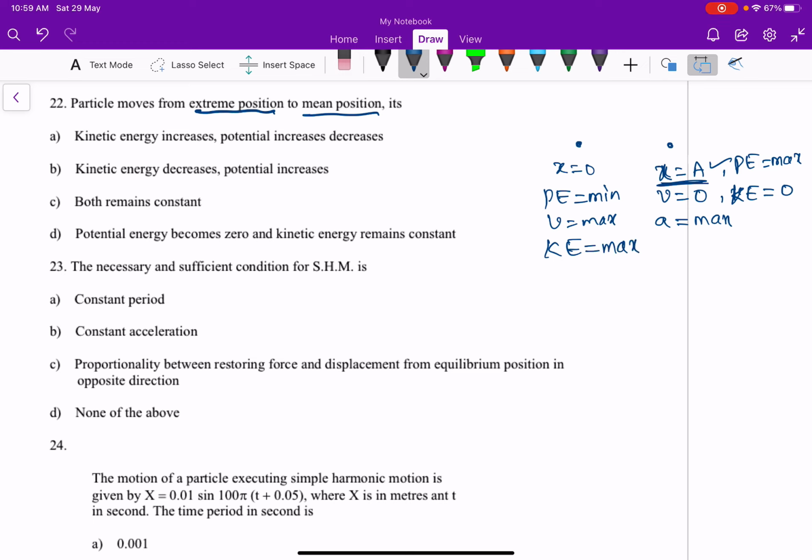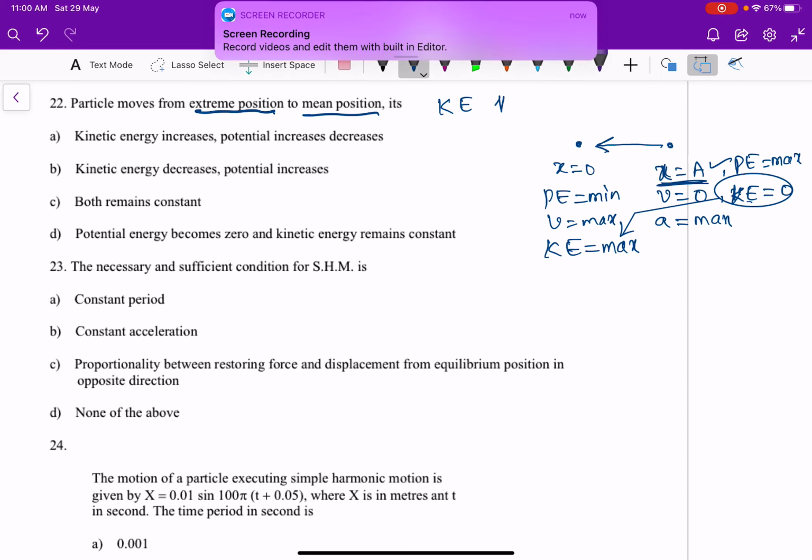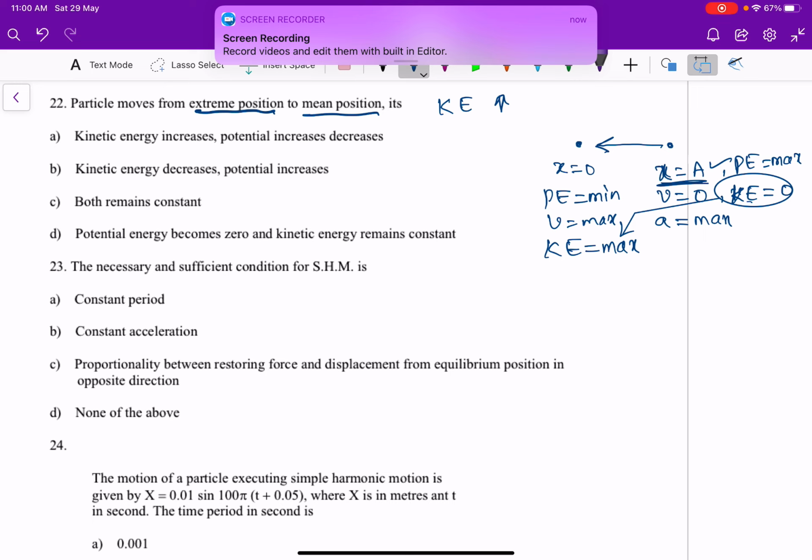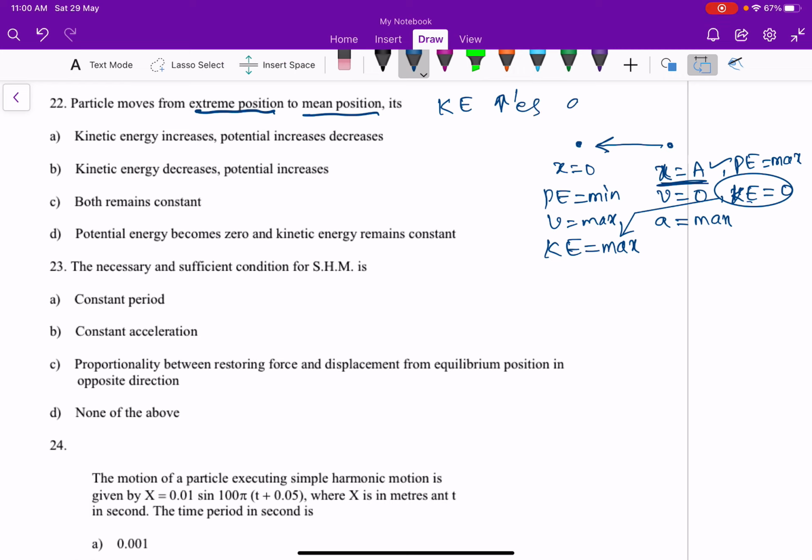So that means whenever the particle is moving from extreme to mean position, kinetic energy is increasing from 0 to maximum. That means kinetic energy increases. And potential energy is going from maximum to minimum. That means potential energy decreases. Kinetic energy increases and potential energy decreases. This is the correct answer.